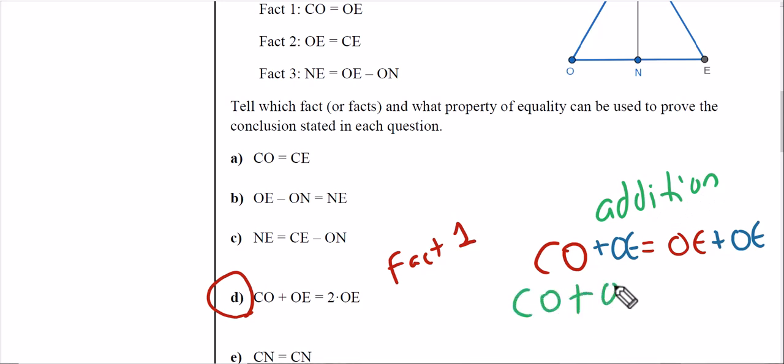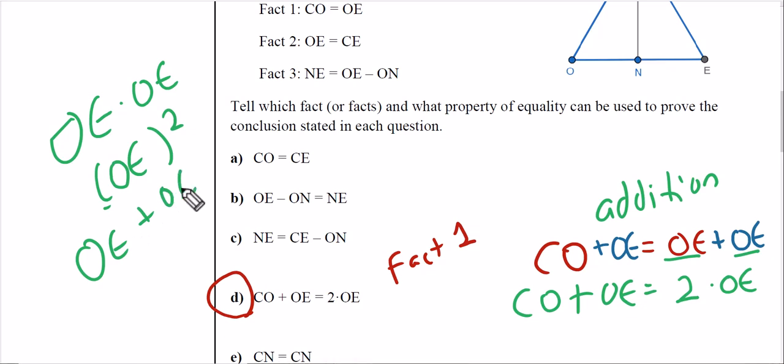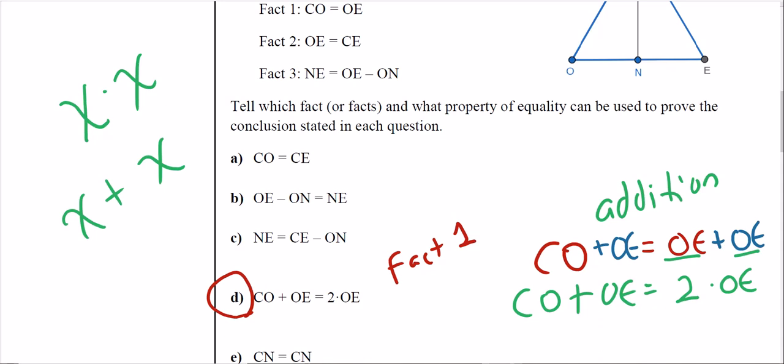CO plus OE stays that way. But if you recall from algebra, I have OE plus OE. Well, that's 2 OEs. That's not OE squared. Okay, if I had OE times OE, that's OE squared. But if I have OE plus OE, that's 2 OE. If that was too much for you, if I multiply, you add the powers. If you add, you add the coefficients. Okay, so they're different.